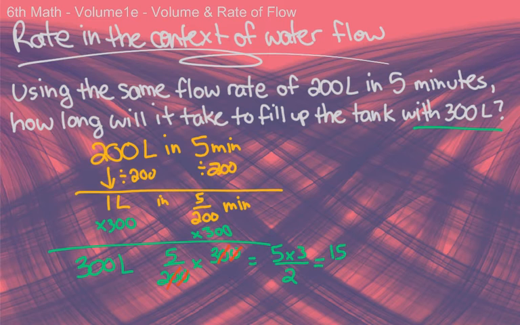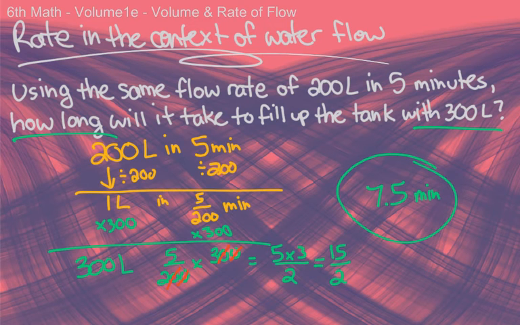And yes, it is a decimal. That's okay. 15 divided by 2. 16 divided by 2 is 8. So 15 divided by 2 is 7.5. 7.5 what? How long? Time. 7.5 minutes.